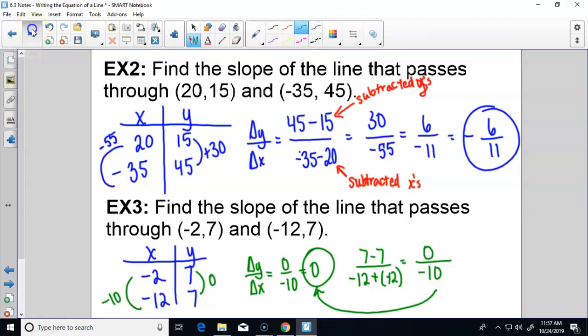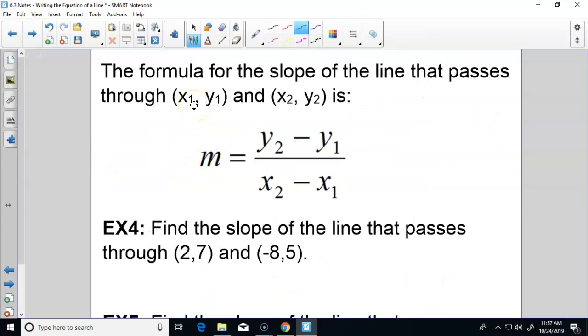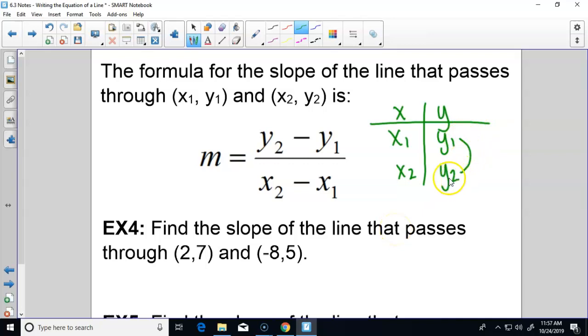Our slope formula is given to us on the next slide. On the next slide, we see that if we have 2 points, (x1, y1) and (x2, y2), then we can use the formula (y2 minus y1) over (x2 minus x1). If you think of the table method that we were doing, if we wrote down these points, (x1, y1) would be our first point, and (x2, y2) would be our second point. To find that change in y, we would do y2 minus y1. That's what we see here. And to find the change in x, it would be x2 minus x1, which is what we see down here in the denominator.